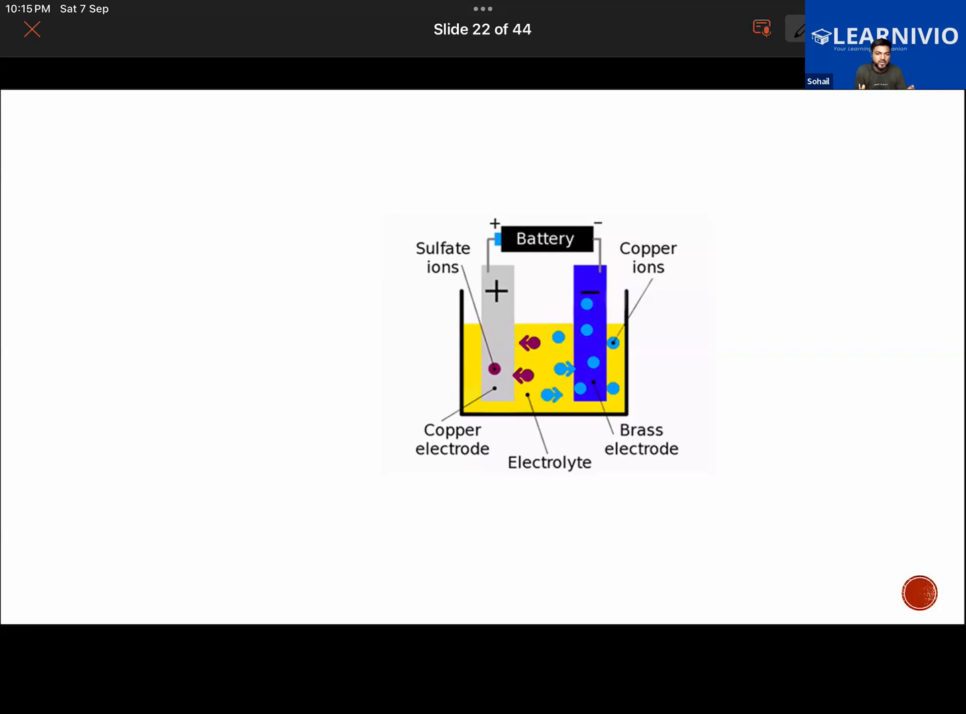One of them should be copper, another one should be brass. Should I take an aluminum electrode or iron electrode? Will that make any sense? Yes, Ibrahim? Aisha? No? Getting it now, Maya.